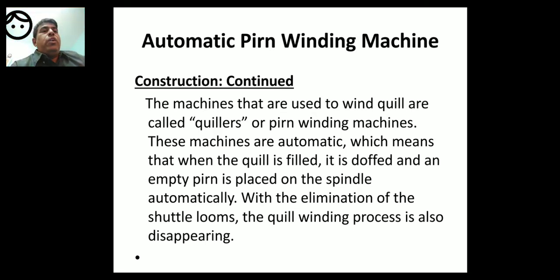The machines that are used to wind quill are called quillers or pirn winding machines. These machines are automatic, which means that when the quill is filled, it is doffed and an empty pirn is placed on the spindle automatically. With the elimination of shuttle looms, the quill winding process is also disappearing. I have explained this earlier, the same points.